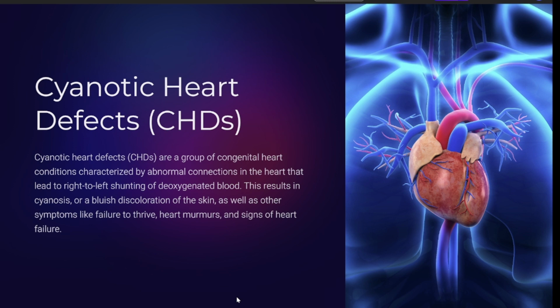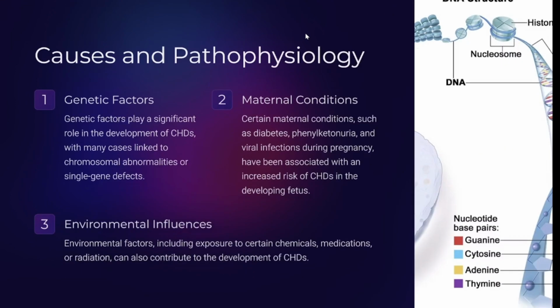Summary of cyanotic heart defects, CHDs. Characteristic symptoms and pathophysiology. CHDs involve abnormal connections in the heart leading to right-to-left shunting, causing deoxygenated blood to enter systemic circulation, resulting in cyanosis. Symptoms include cyanosis, failure to thrive, heart murmurs, and signs of heart failure. Common causes include genetic factors, maternal conditions, and environmental influences.